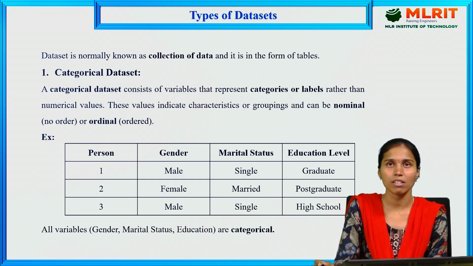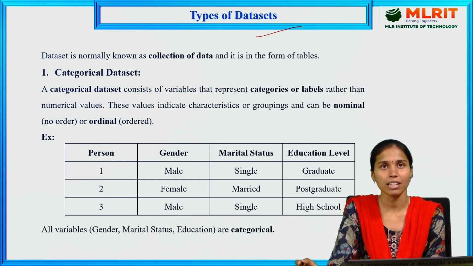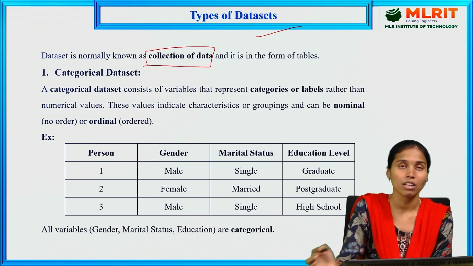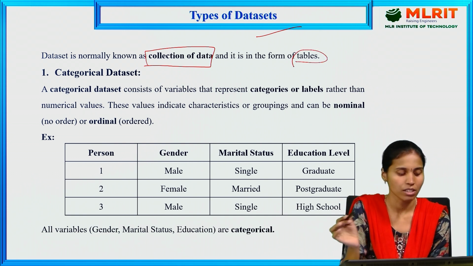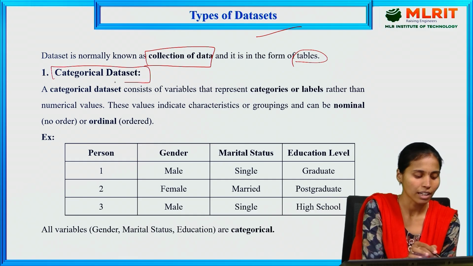So next topic is types of data sets. A data set is normally known as a collection of data, and it is in the form of tables. So first type of data set is categorical data set.